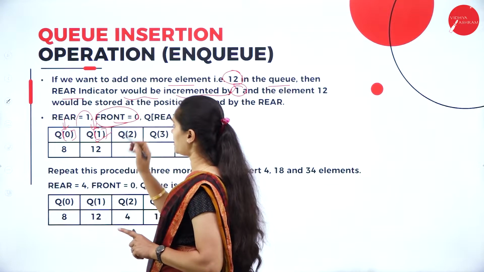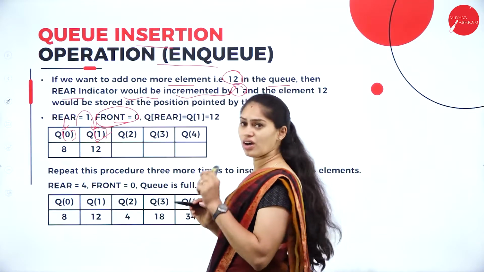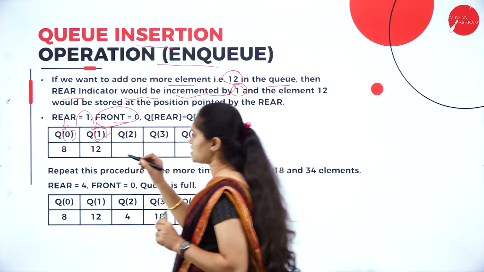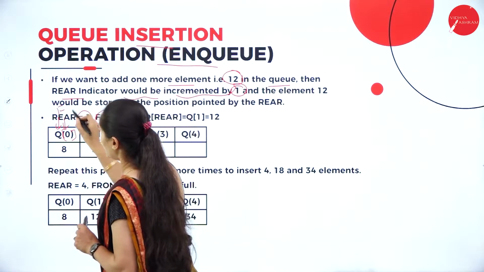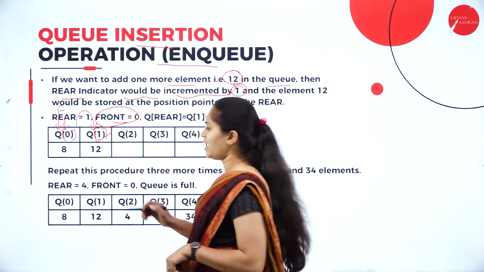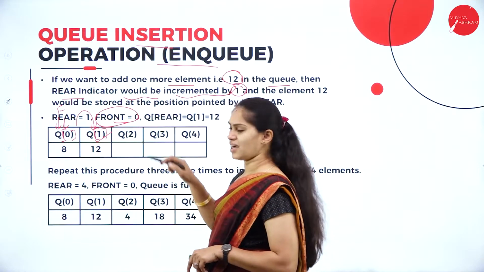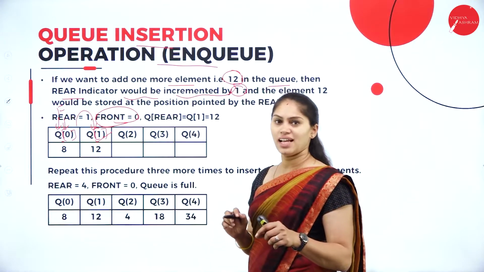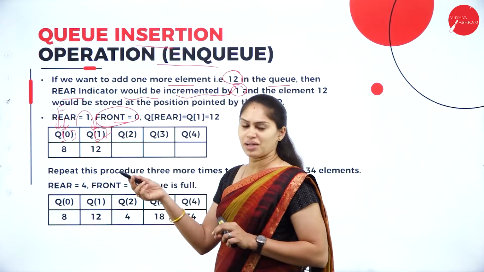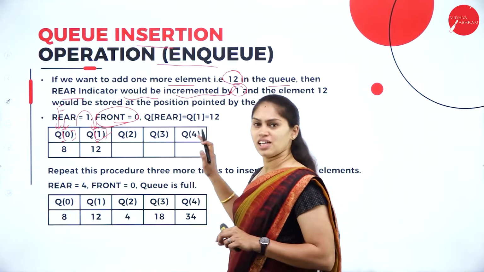But the front pointer is at 0. Why? Because I am performing this insertion, or enqueue, and at this time we don't require front. So the front pointer will stay at the 0th location itself. Wherever I want to delete an element, at that time the front pointer will be incremented. But now we are inserting elements into the Q, so only the rear pointer will be incremented by 1. When it reaches n-1, then we can say that the Q is full.